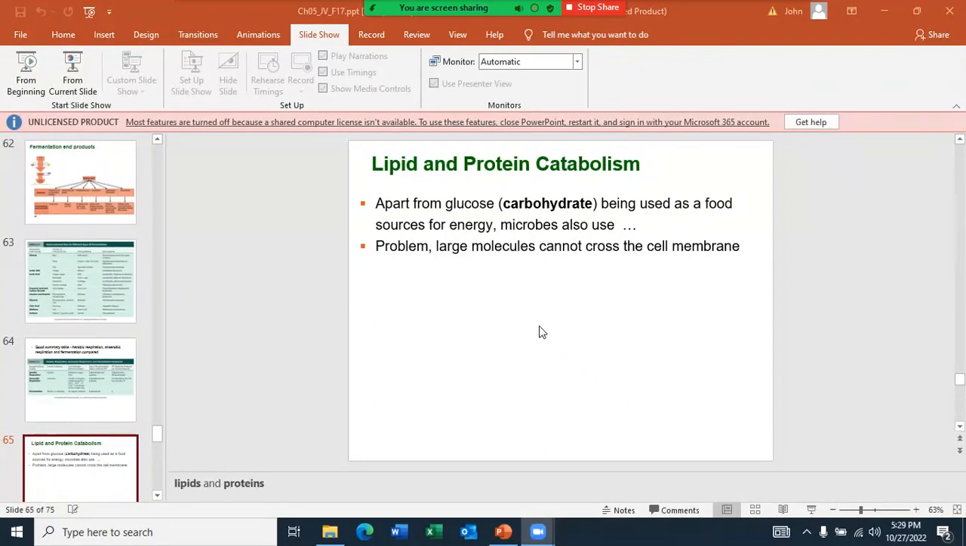Anyways, my point is that carbohydrates can be used. Lipids and proteins can be used as well. So almost any food source can be used for energy to make ATP. There is a problem, and that is large molecules cannot cross the cell membrane. A lipid and a protein are large molecules. It doesn't matter if this is the membrane of a bacterium or the membrane of your gut cell. Lipids and proteins cannot cross the cell membrane.